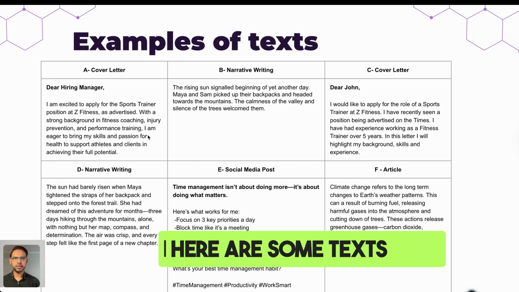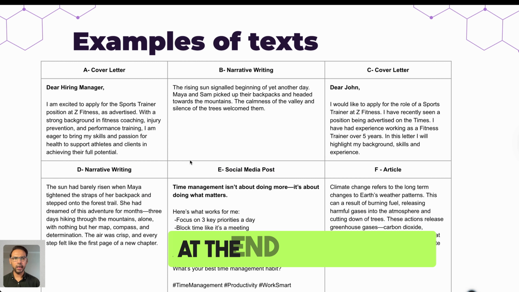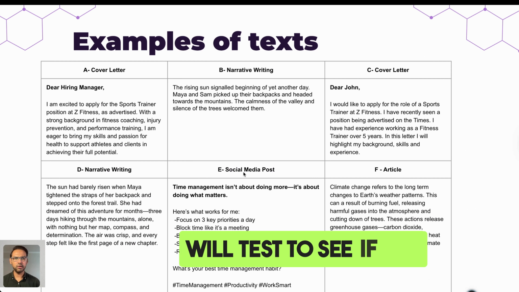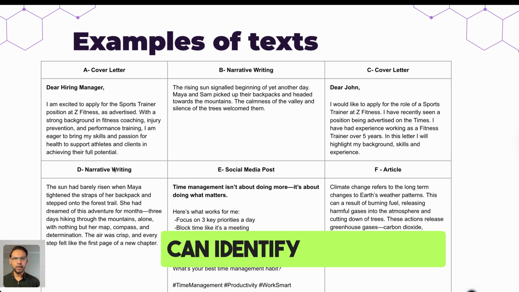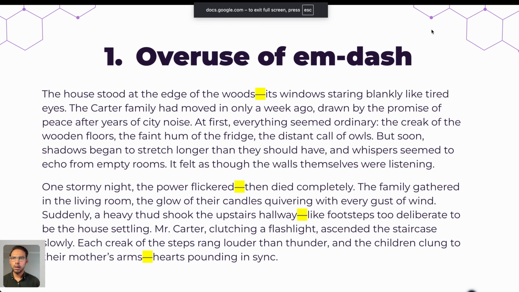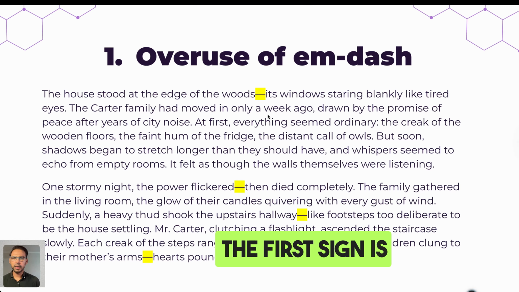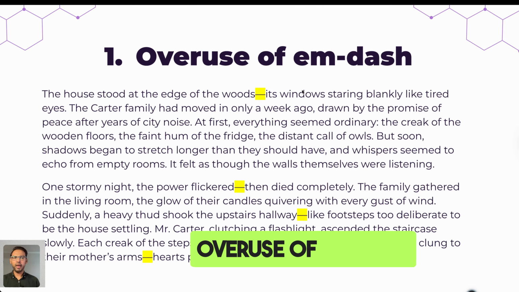Here are some texts that I have included as well. At the end of the video, I will test to see if you can identify the use of AI without an AI detector. The first sign is overuse of the em dash.